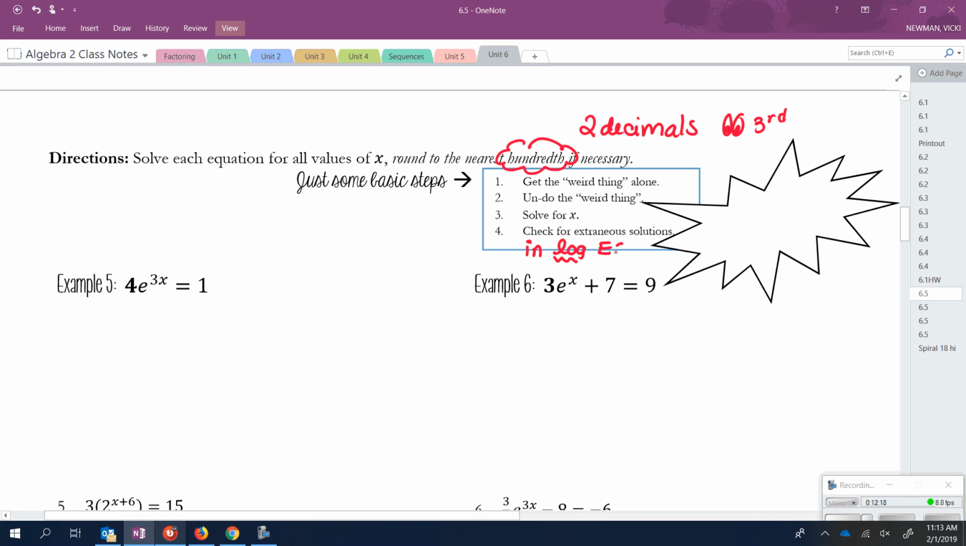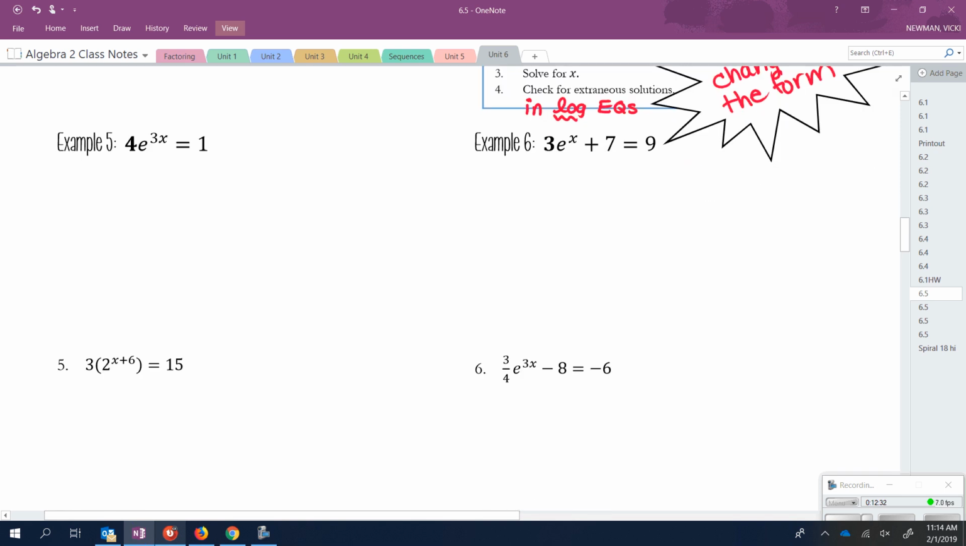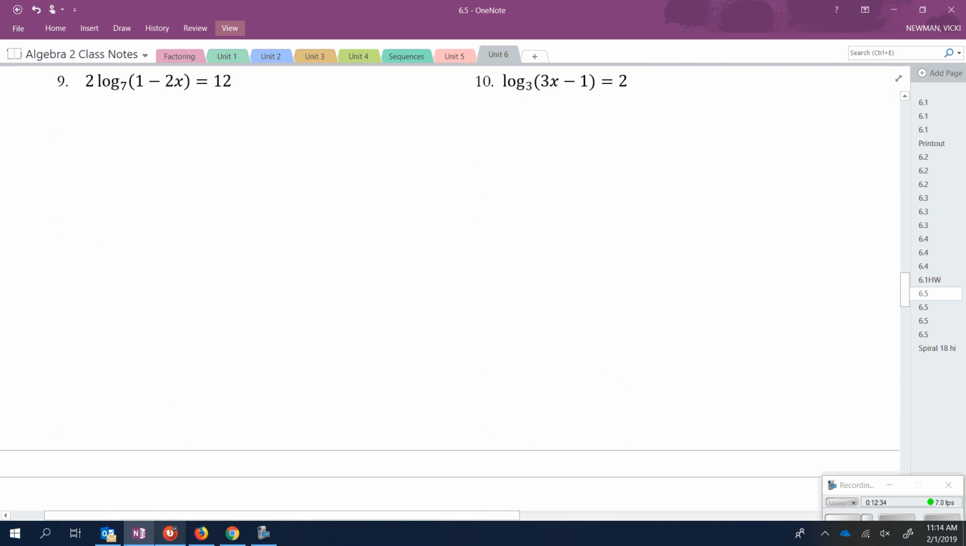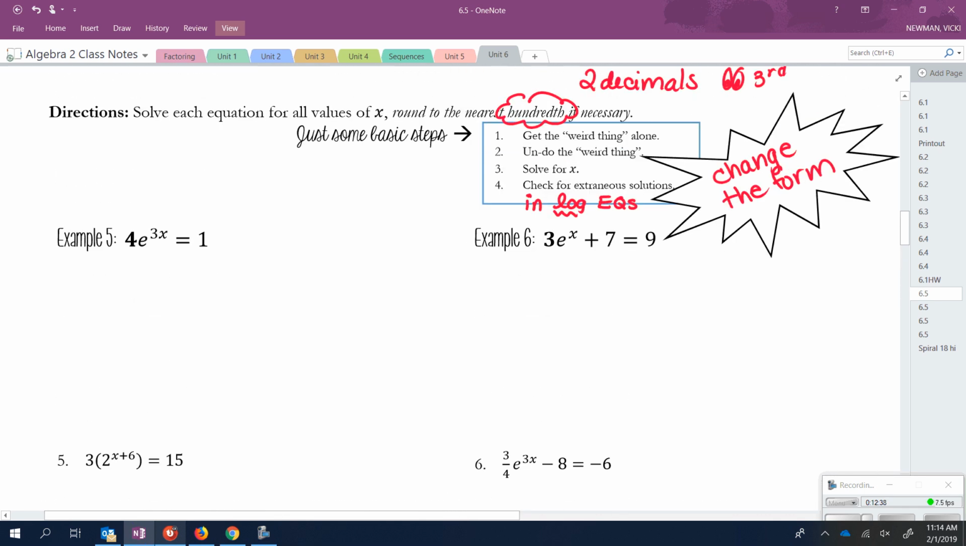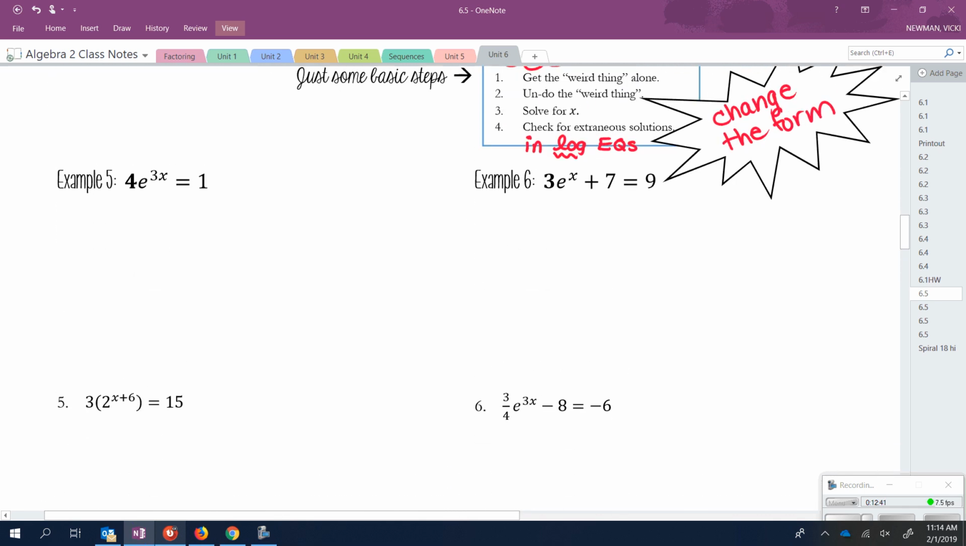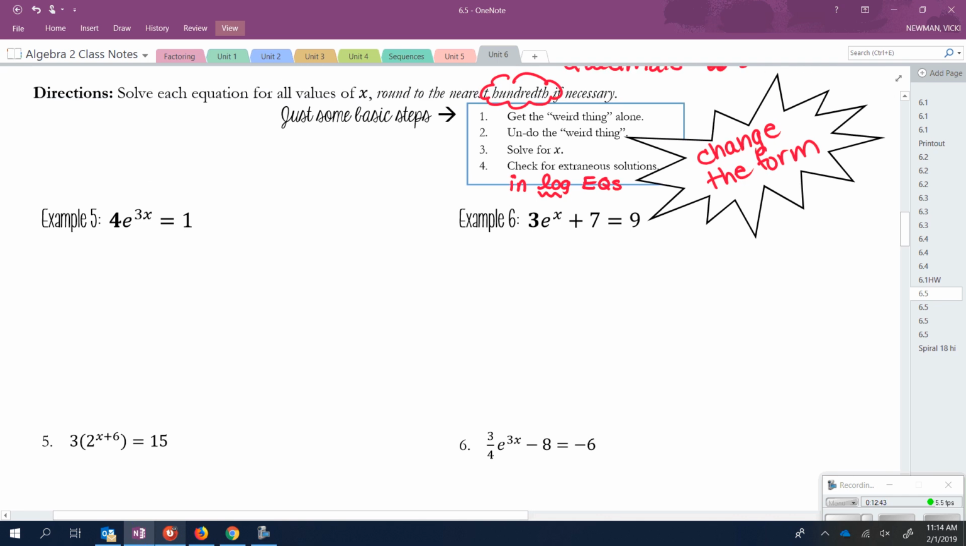equations. Okay? So the weird thing, to undo the weird thing, we're going to change the form in both situations. It looks like they're all mixed up in here. Good and great, great and good. I'm only going to go through a couple of these, and I'm going to have you try some on your own with your group.